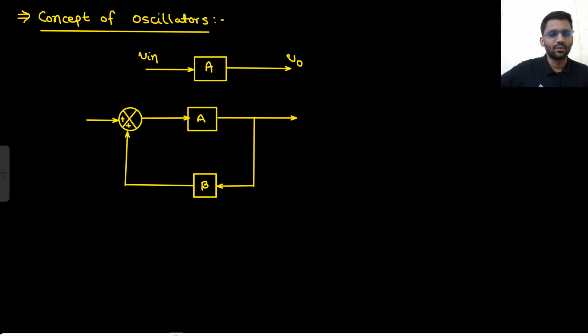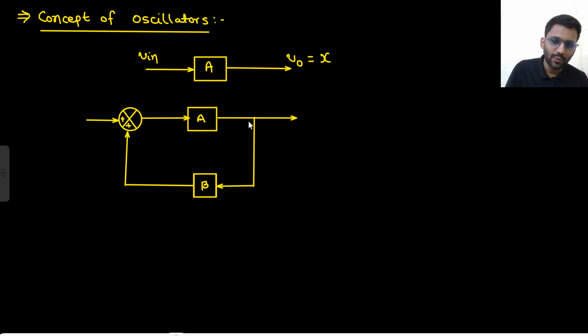So let's understand the concept of oscillations now. Let's say this is a particular amplifier, A is given. You apply some input to it and you receive some output. What would that output be? That output would be A times V, or some output X you are getting. Now what you do? You connect a feedback.